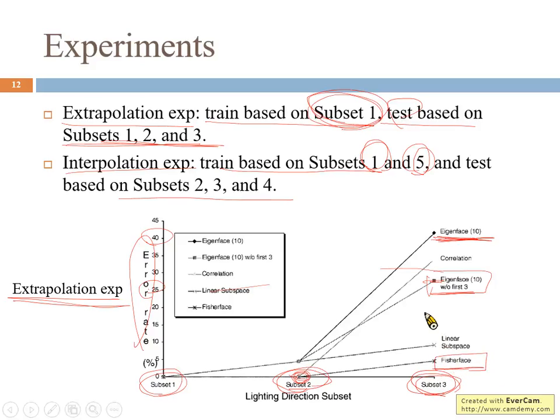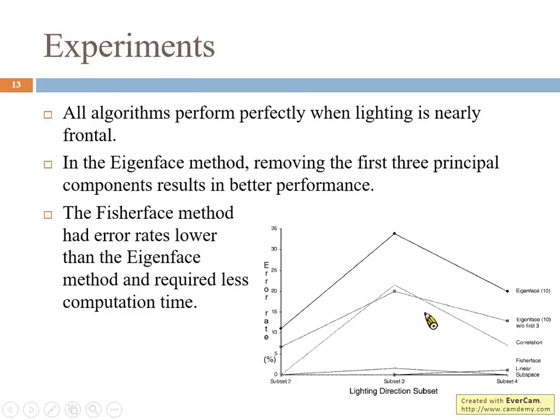However, this error rate is still significantly larger than the error rate achieved by the Fisherface. Therefore, from this result, we can see that the eigenface approach does not work very well when there is lighting variation. So we can see several conclusions. All algorithms perform perfectly when lighting is near frontal, but in the eigenface method, removing the first three principal components results in better performance. And the Fisher method has an error rate lower than the eigenface approach.